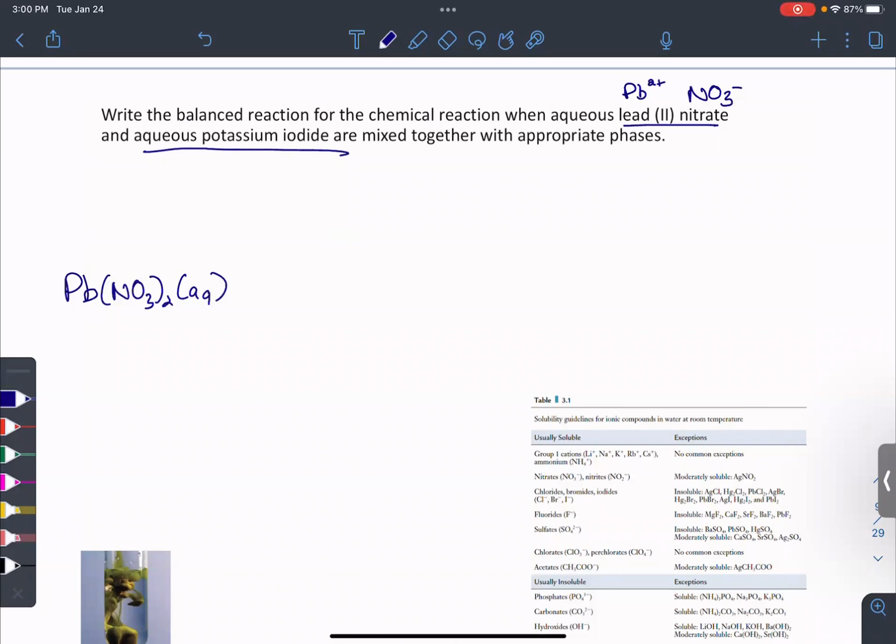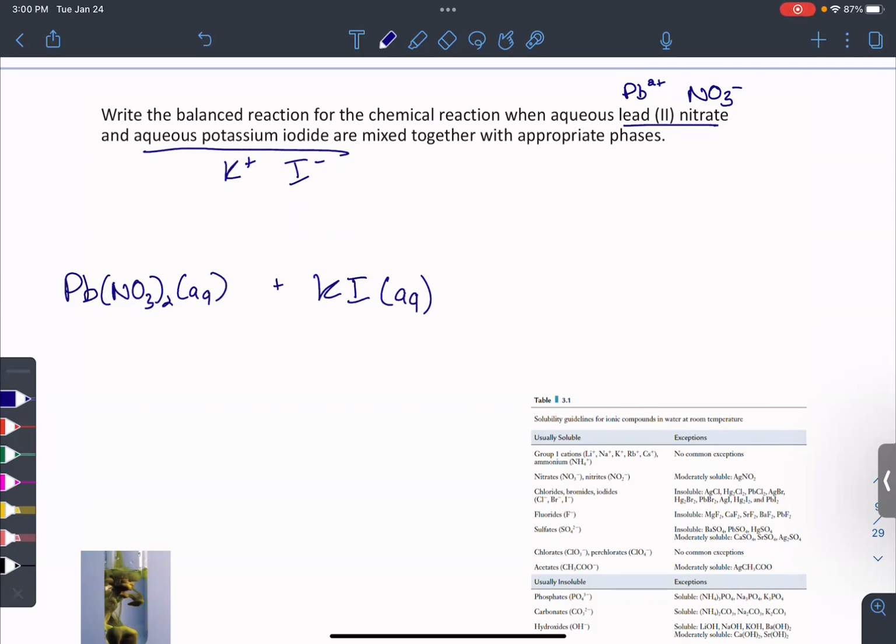Now we need the other one. Aqueous potassium iodide. Potassium takes on what charge as a cation? +1, iodide -1. So it's just KI to be charge balanced. We also put the state here. So aqueous again. Great. So now we have the reactants. Now we need to predict the products, but we already kind of did the hard part.